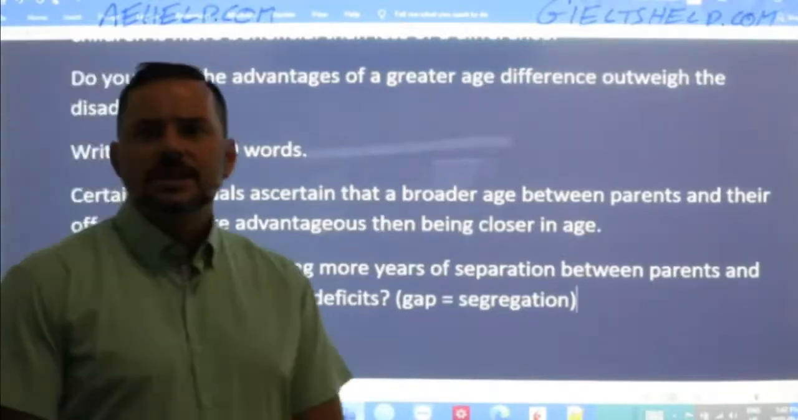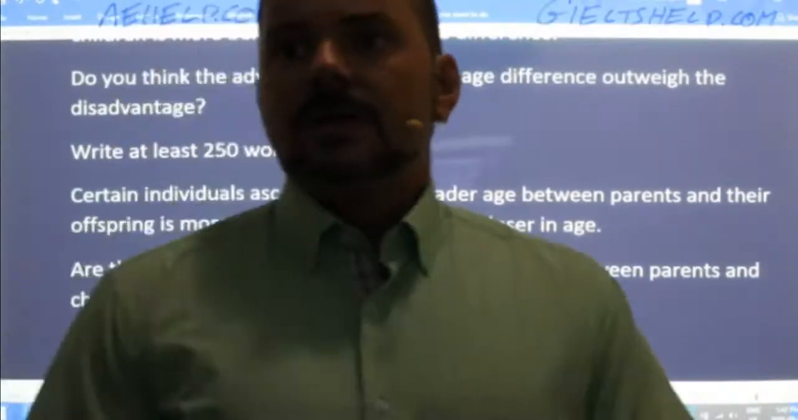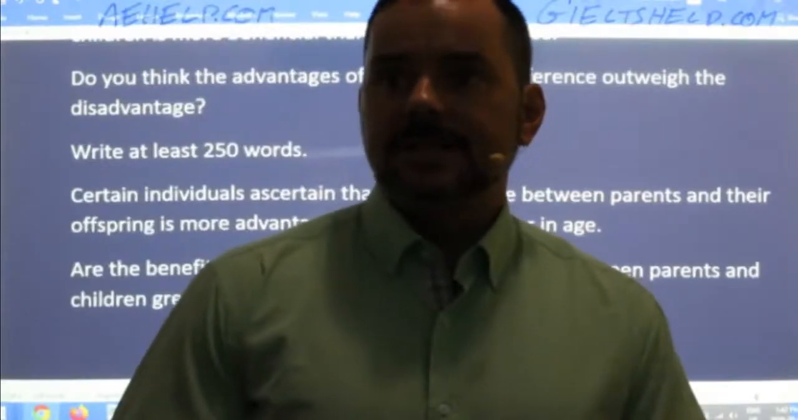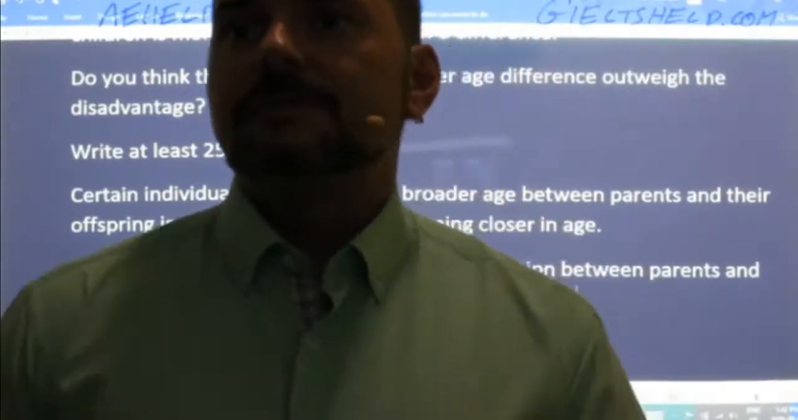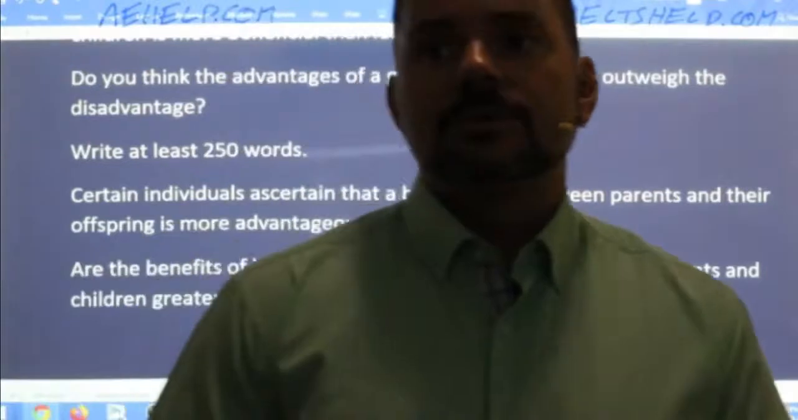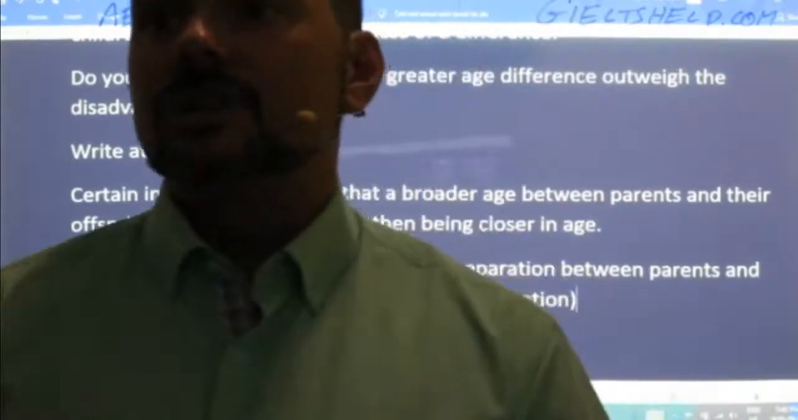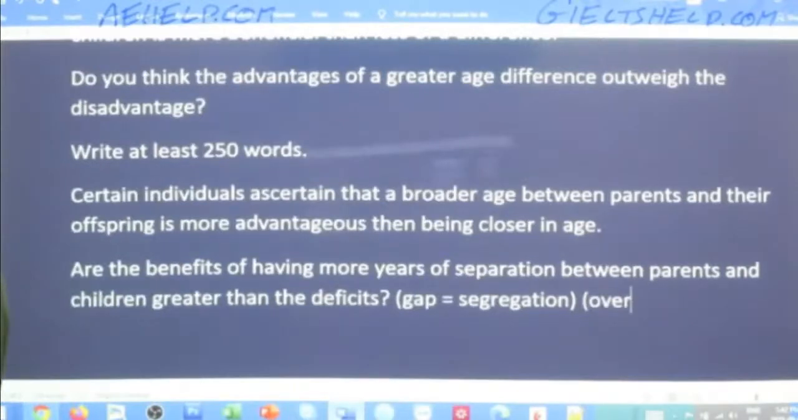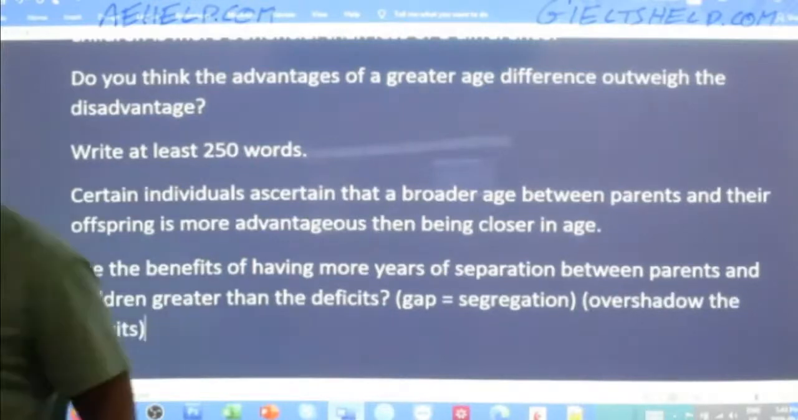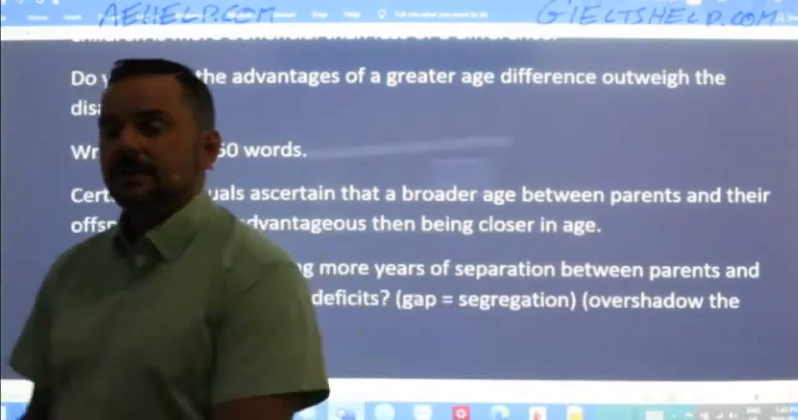Abhishek says, certain individuals have faith that a bigger variance in age among adult and young people is extra helpful when parenting than a smaller difference. Fewer is not right here, Abhishek. Do you think the benefits of this larger age difference overshadow the deficits? That's really nice paraphrasing, Abhishek. Yeah, it's a nice paraphrasing there. I'll put it up here so everybody can learn it. Overshadow the deficits. Okay. Overshadow is a perfect synonym for outweigh. So very nicely done there, Abhishek, using that.